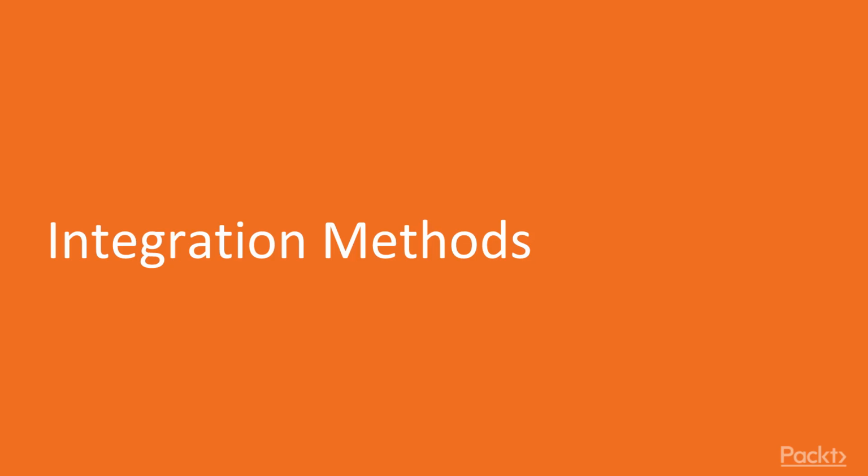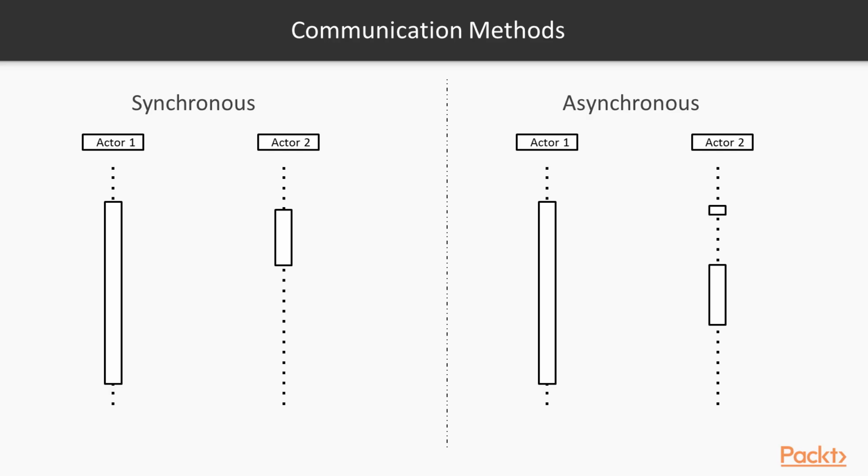In this first part, we will talk about the various methods that we can use in order to integrate multiple microservices, the trade-offs, and some guidelines that can help us make the right choice. We'll start by examining the two main communication methods. Two systems can communicate with each other, either synchronously or asynchronously.